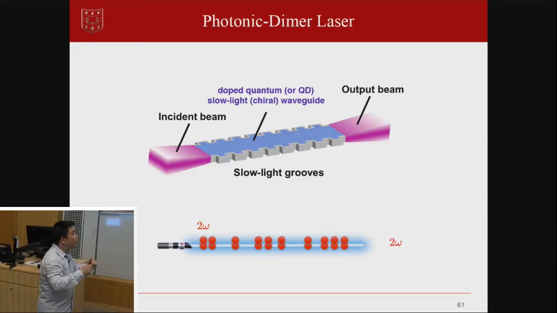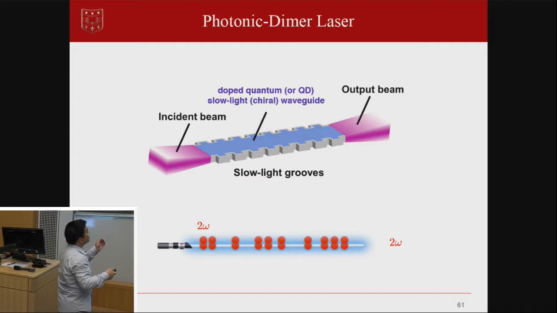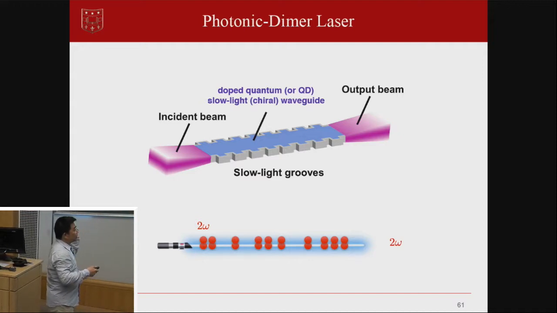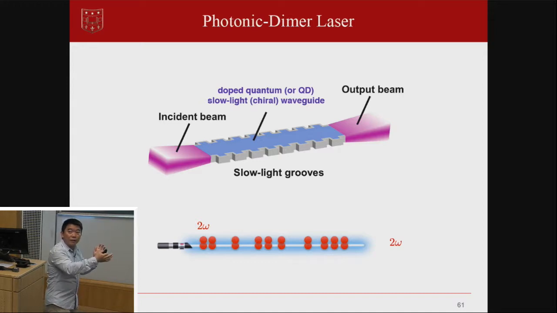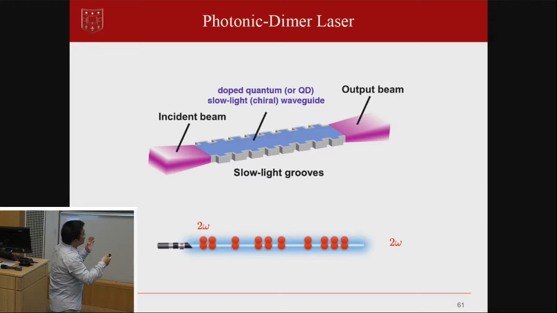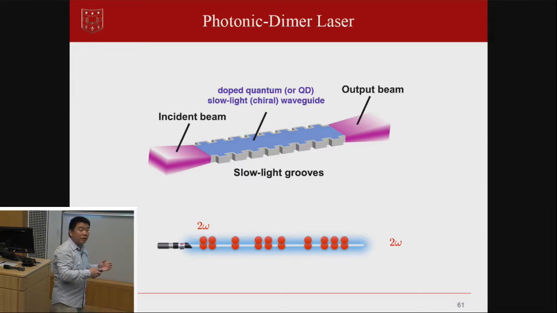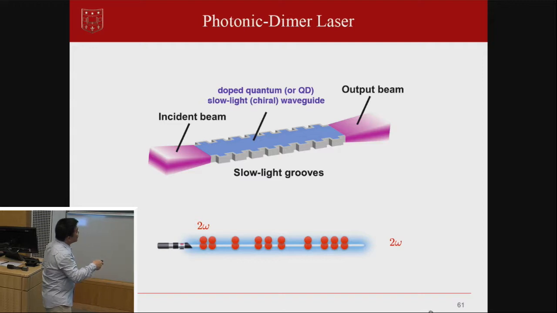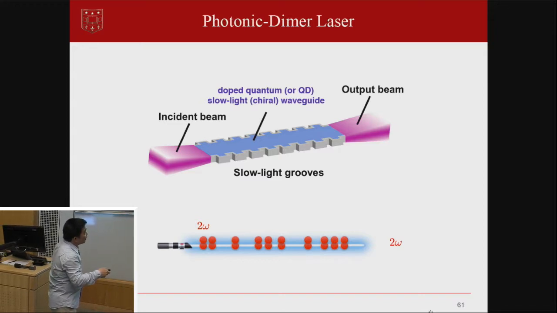The only different mechanism is that instead of generating one photon and then using stimulated emission to amplify the number of single photons, here we came up with a mechanism to amplify the number of dimers and then put them in a slow light waveguide to maintain it, and then the output will be a coherent state of the photonic dimers.